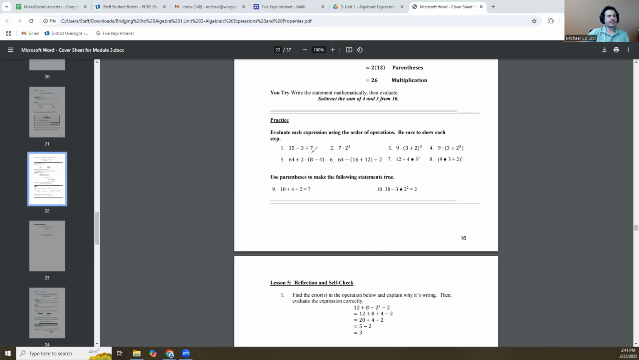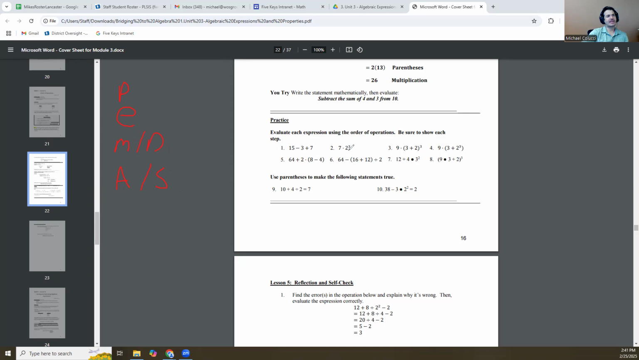15 minus 3 plus 7. Here's my PEMDAS. Add and subtract are on the same line. We might be tempted to do the addition first because when we're sounding out PEMDAS, the A comes before the S. But remember, multiply and divide and add and subtract are the same line. It's the only time when we do work left to right. So I'm going to work left to right with this. 15 minus 3 is 12, so plus 7, and that equals out to 19.